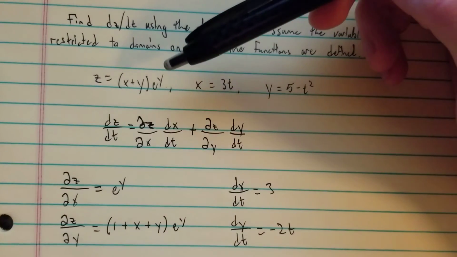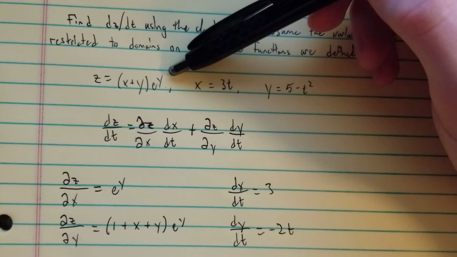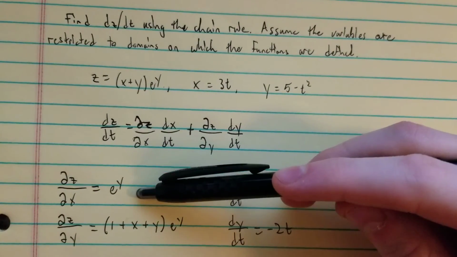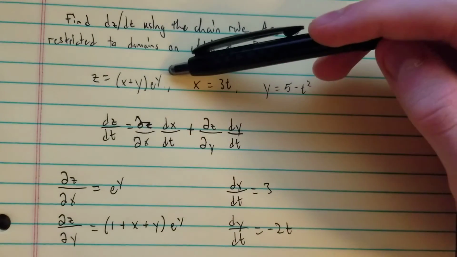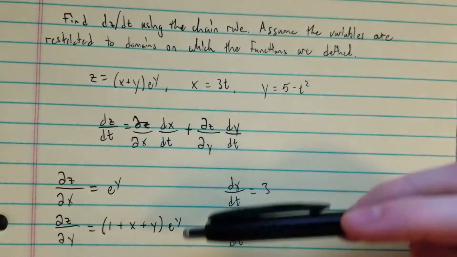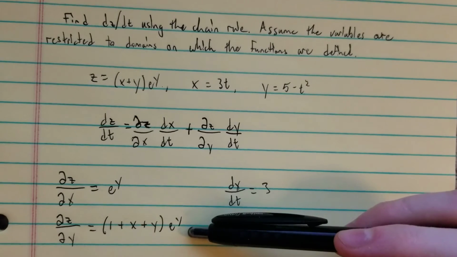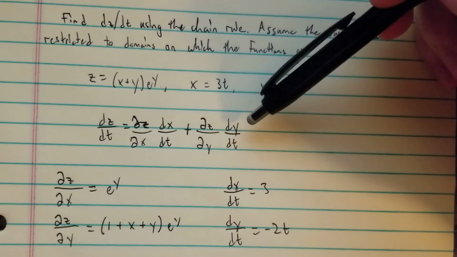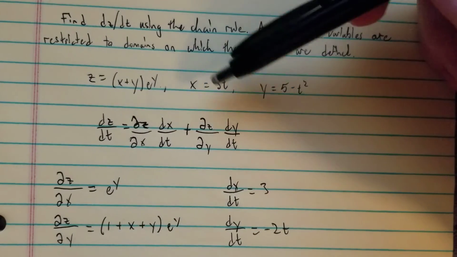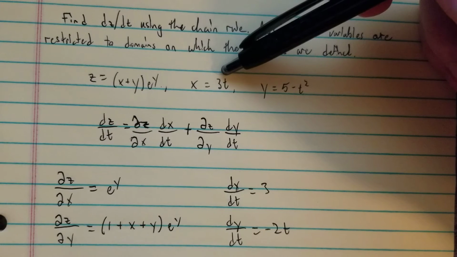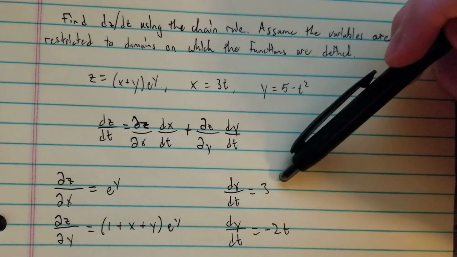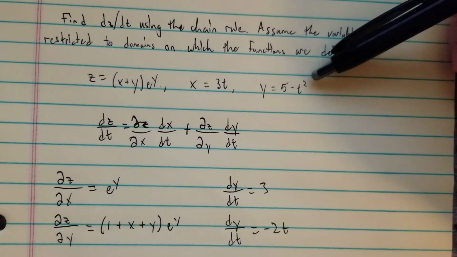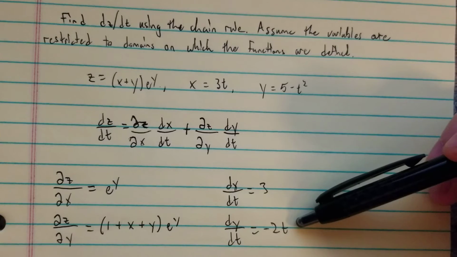So for z, taking the partial derivative of this equation with respect to x, we'll get e to the y power, and then taking the partial derivative with respect to y, we'll get 1 plus x plus y times e to the y power. Next, we're going to want to find our derivatives of the x and y equations with respect to t. For x, take the derivative of 3t, we're going to get 3. Take the derivative of the y equation, 5 minus t squared, we're going to get negative 2t.